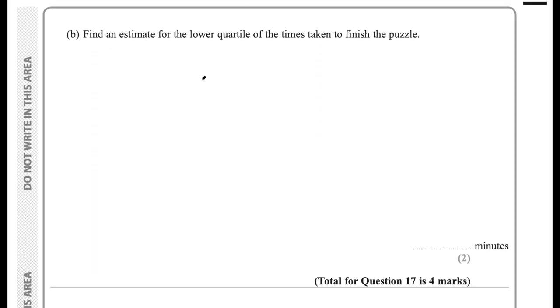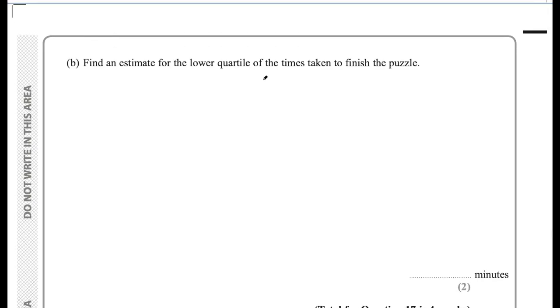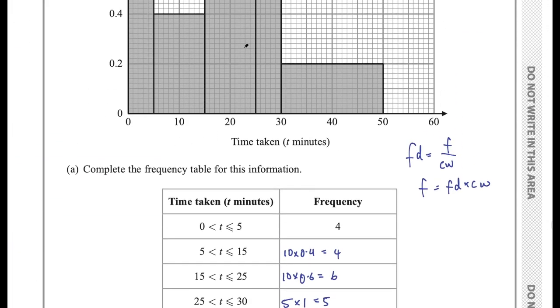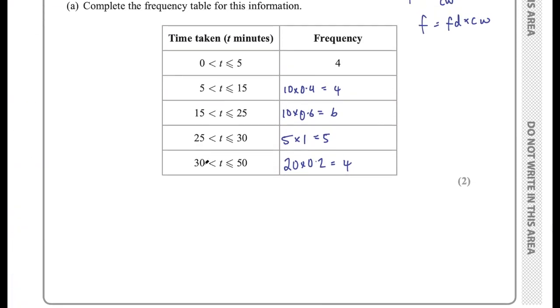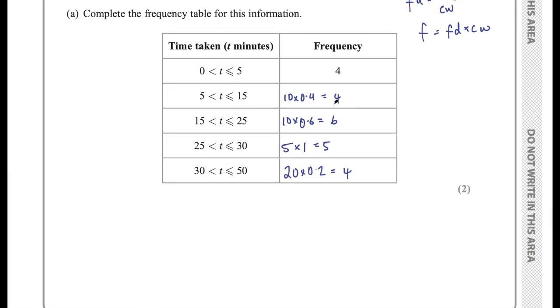Part B says find an estimate for the lower quartile of the times taken to finish the puzzle. This is an interesting question because there are actually 2 correct answers here, and I'll go into more detail as to why that is the case towards the end. But to find the lower quartile from a frequency table or a histogram, because we have both in this case, what we need first is the frequency. So we need to add up these frequencies. So 4 plus 4 plus 6, that's 14, plus 5 is 19, plus 4 is 23. So that's my total frequency of the people doing the puzzle.